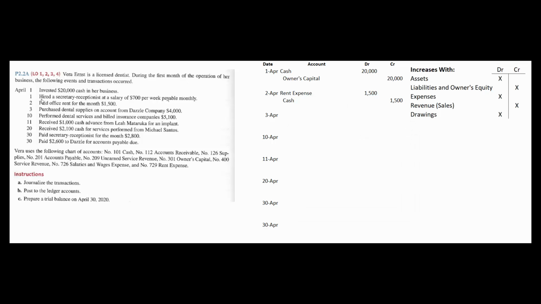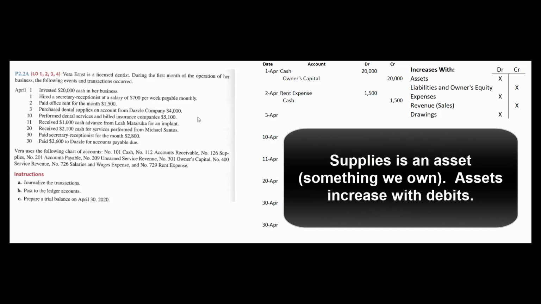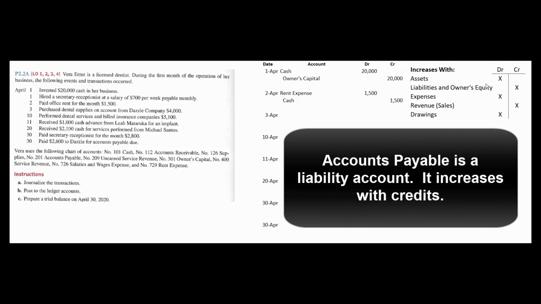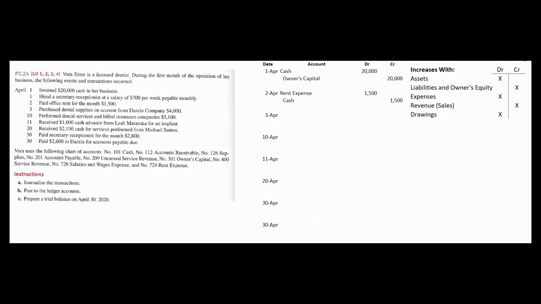The next transaction is on April 3rd. She purchased dental supplies on account. So supplies is an asset. Assets increase with debits. On account means we're going to pay them later. That's called an account payable. Any account that has the word payable in it is a liability account, and liability accounts increase with credits. So we're going to debit supplies and credit accounts payable. And if we're doing things exactly right, we'd write a little memo down here to tell the next person exactly what just happened.